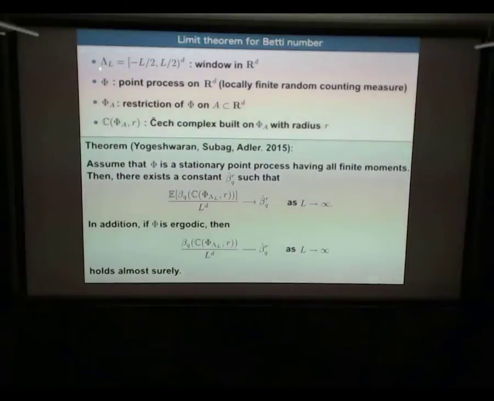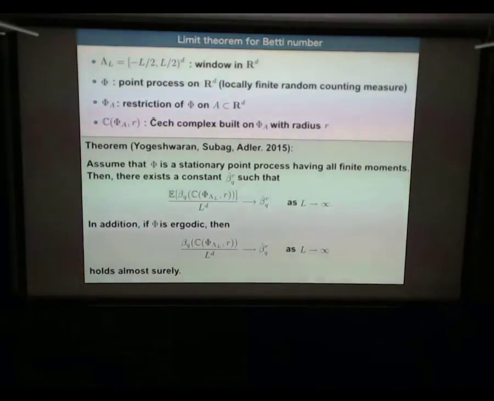And as before, let Lambda_L be the window with length L, and let phi be a point process on our space. So this is just a locally finite random counting measure, randomly arranged Dirac measures. I will explain a more detailed definition later. And let phi_A be its restriction on some subset A. And let C be the Čech complex built over this point cloud with radius parameter R.